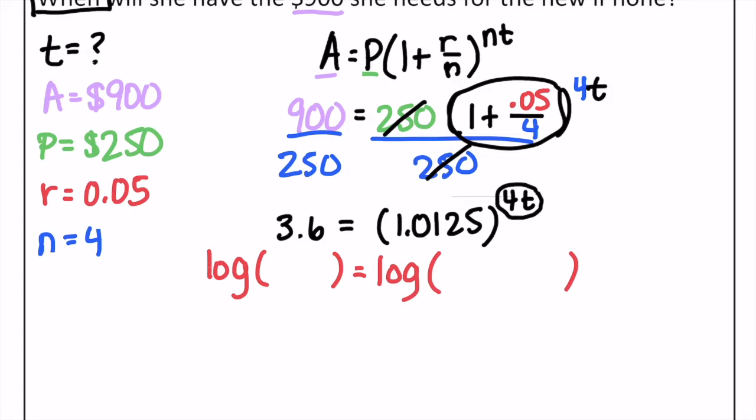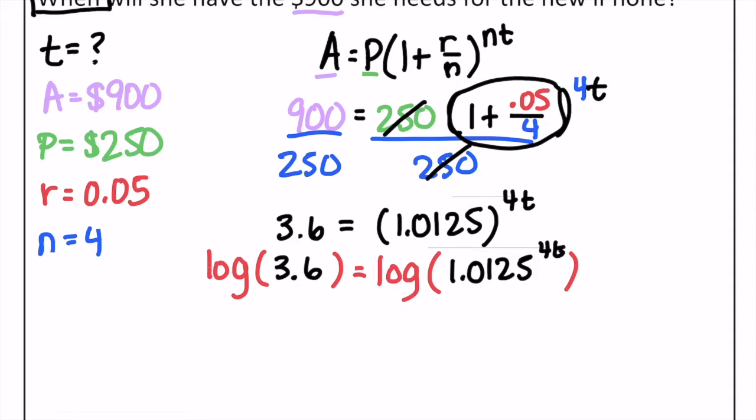The point of doing that is to get this variable out of the exponent. I want to get that variable out of the exponent by taking the log of the right-hand side. If I take the log of the right, I have to do that on the left as well. So I have log of 3.6 is equal to log of 1.0125 to the 4t power.